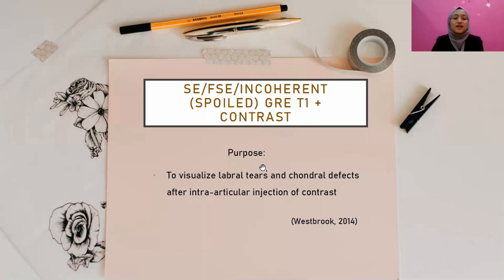So next is SE or FSE or incoherent spoiled GRE T1 plus contrast. The purpose is to visualize labral tears and chondral defects after intra-articular injection of contrast. Okay, what is meant by intra-articular injection of contrast? It means the contrast media is administered directly into the hip joint.